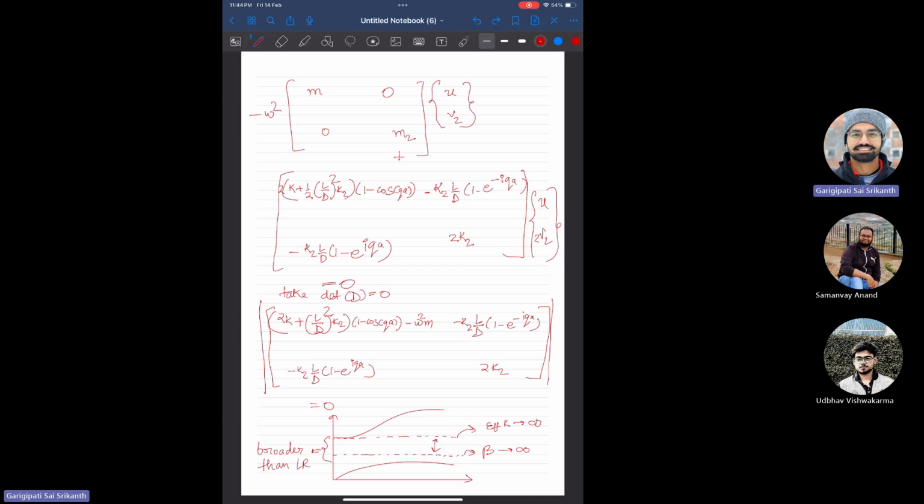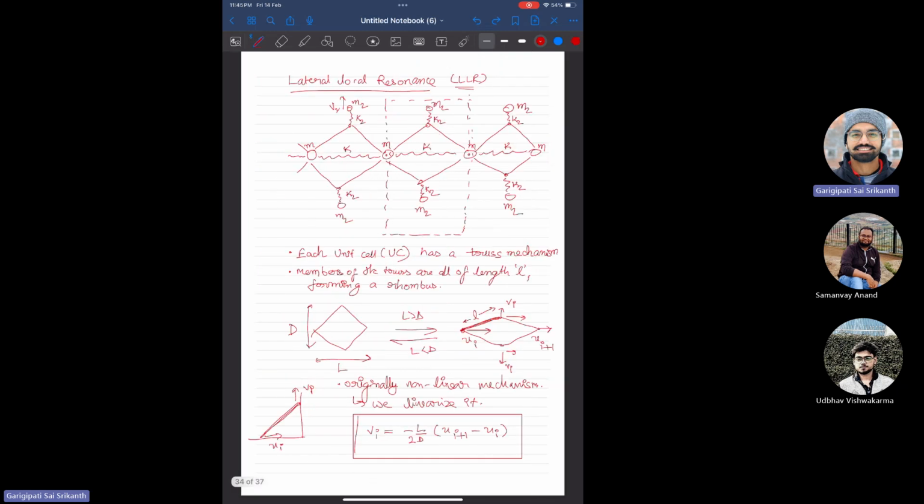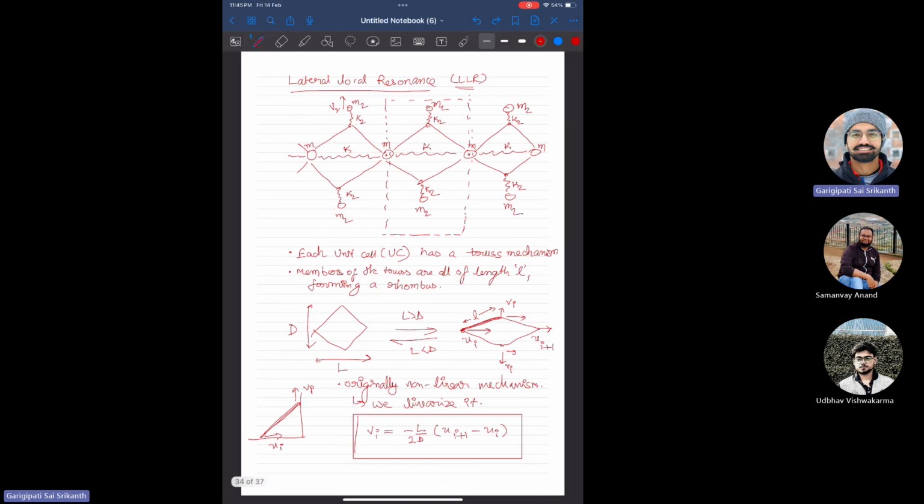Particularly if you increase L by D, you can hit lower frequencies. So that is the lateral local resonance. Although it's a bit complex compared to local resonance, there are certain criticisms of lateral local resonance. One is that there are lots of idealizations. There's a reason actually that lateral local resonance is not easily achieved.